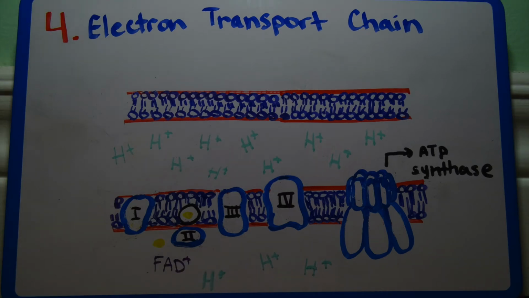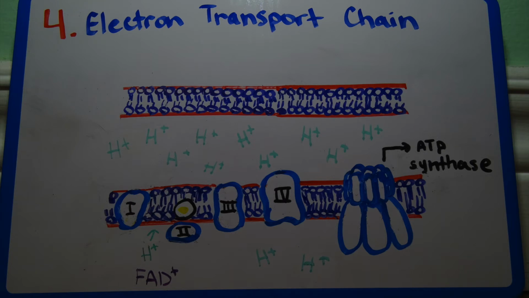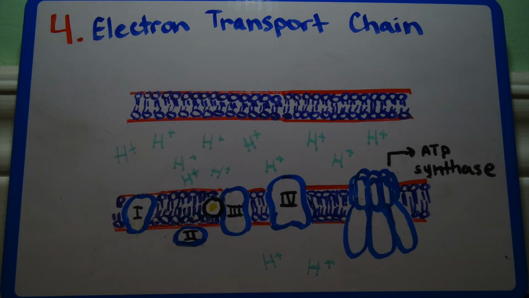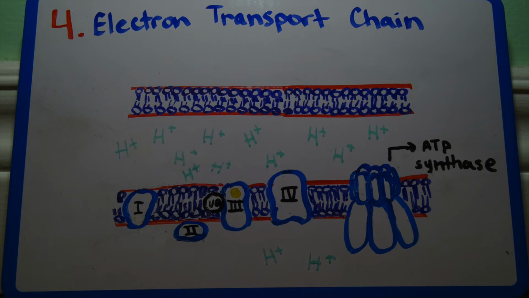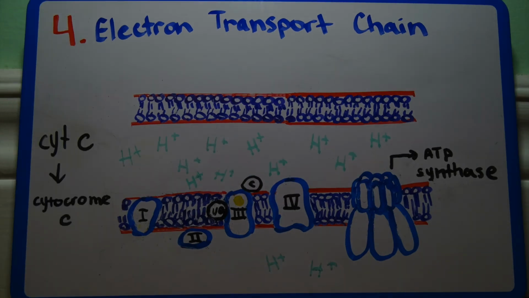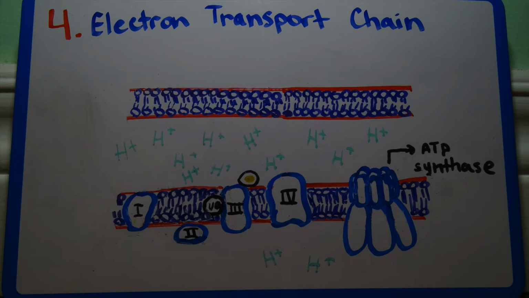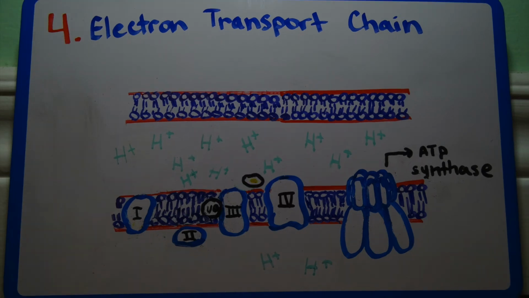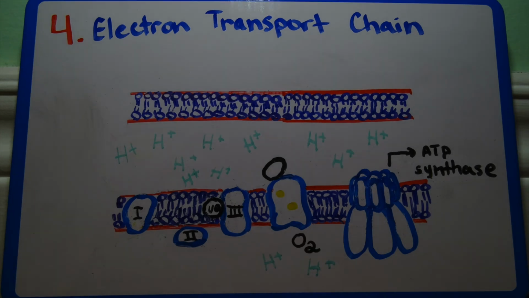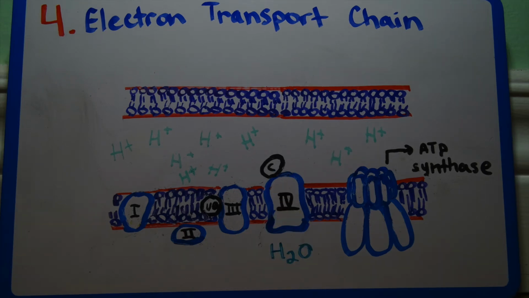The shuttle now holds 2 electrons as it moves on to the third complex. And as before, another H+ ion is pumped into the intermembrane space. From there, the 2 electrons will now be carried into the fourth complex through another shuttle. This one is called cytochrome C. It carries the electrons through the intermembrane space to the fourth complex. In the fourth complex, the 2 electrons now provide energy for the formation of H2O.